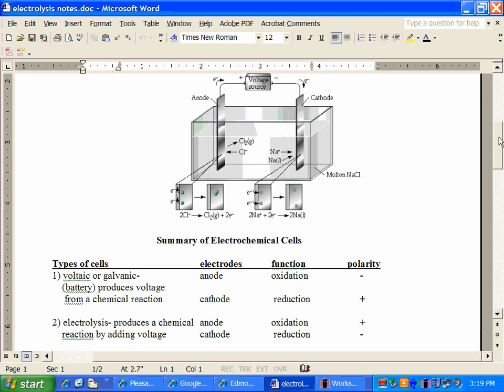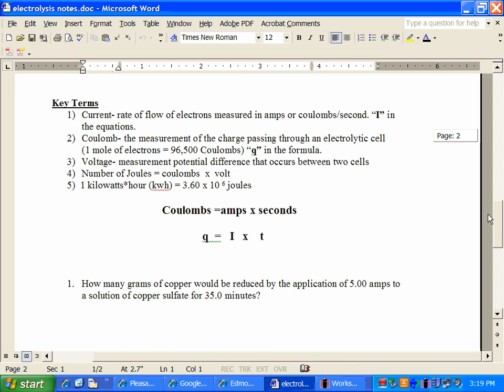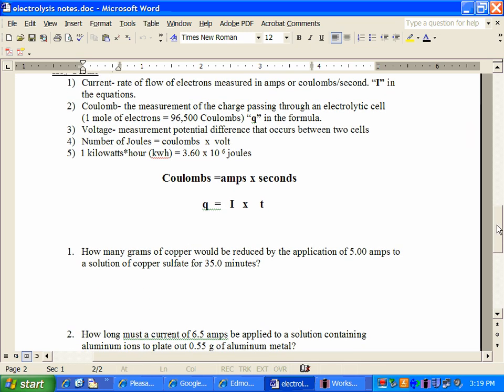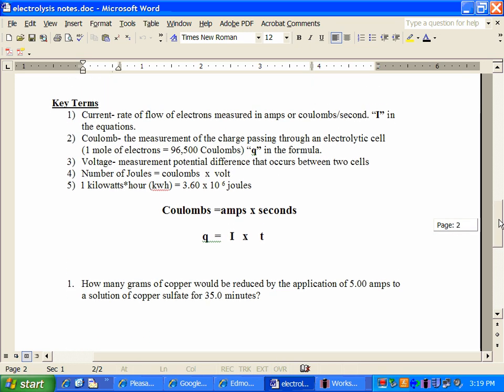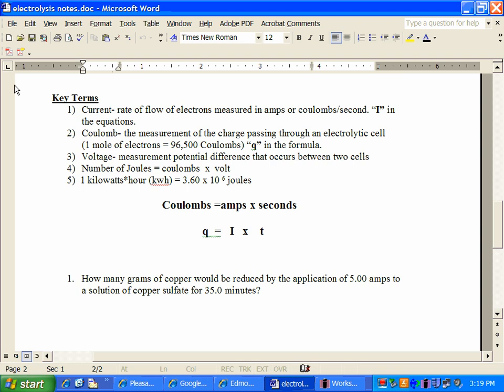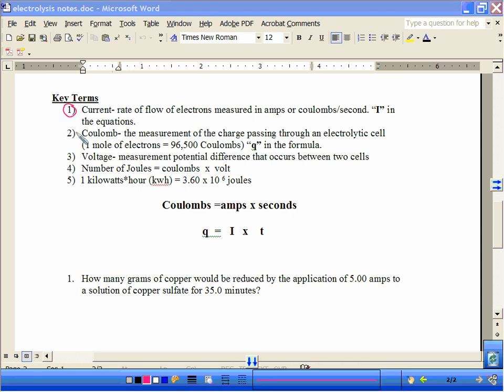Alright, then what we really did was work with some problems with it. And for time's sake, because this is a shorter 6 weeks, we just focused on what is current and what is coulombs, and we use this formula here, which I guess doesn't have a name, but coulombs equals amps times seconds. And it makes a nice little triangle.